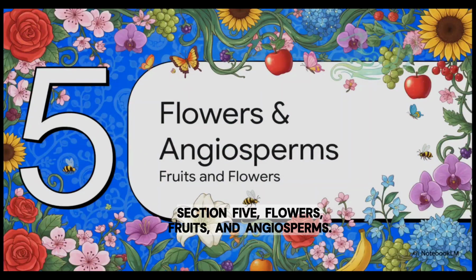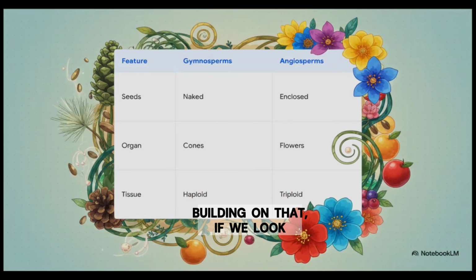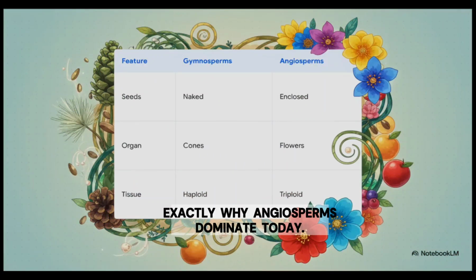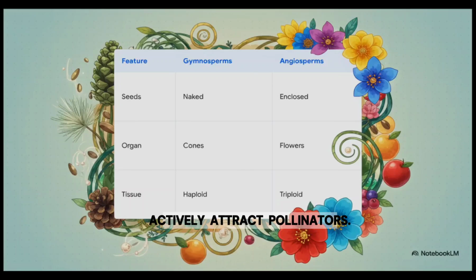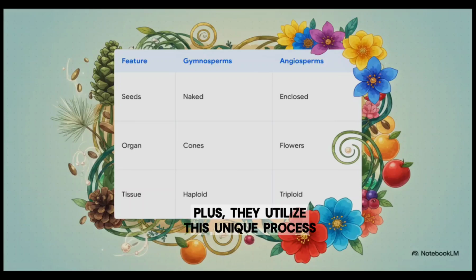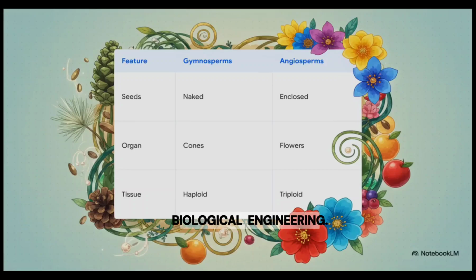Section 5. Flowers, fruits, and angiosperms. Building on that, if we look at this comparative picture, we see exactly why angiosperms dominate today. It's because they developed an enclosed ovary, which later becomes a protective fruit, and they develop flowers to actively attract pollinators. Plus, they utilize this unique process of double fertilization to create triploid tissue to expertly nourish their seeds compared to the haploid tissue in gymnosperms. Honestly, it's just a masterpiece of biological engineering.